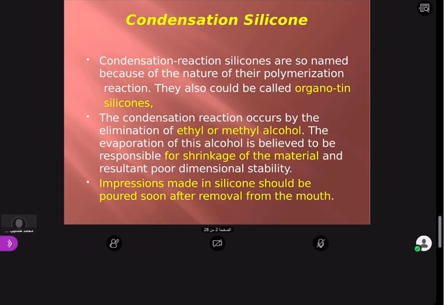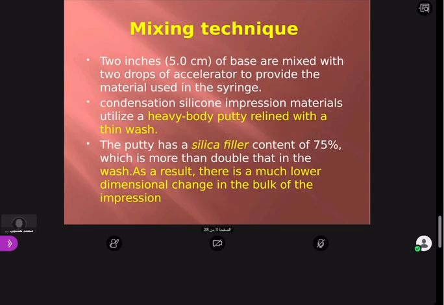One point is that in polysulfide there is also some polymerization shrinkage, so the impression taken from polysulfide is also not dimensionally stable. And this second type, condensation silicone, due to the evaporation of ethyl or methyl alcohol, shrinkage occurs, so it has poor dimensional stability. So an impression made in silicone should be poured soon after removal from the mouth.